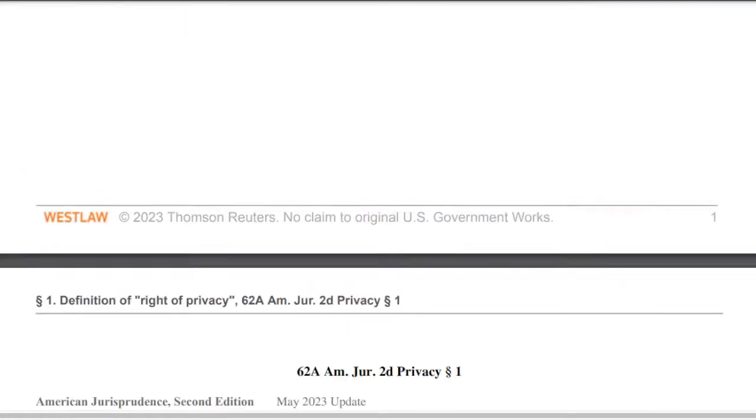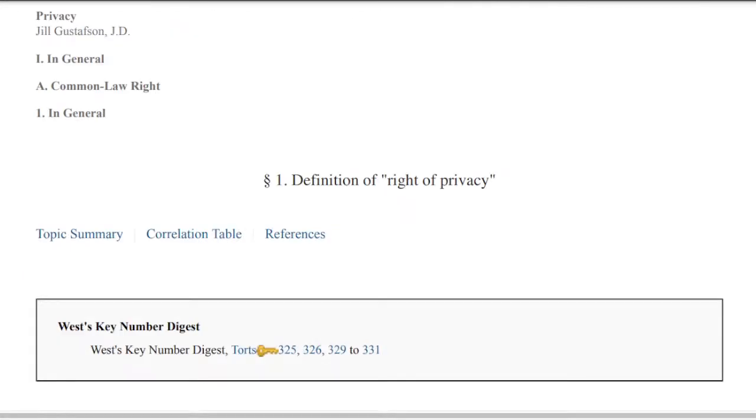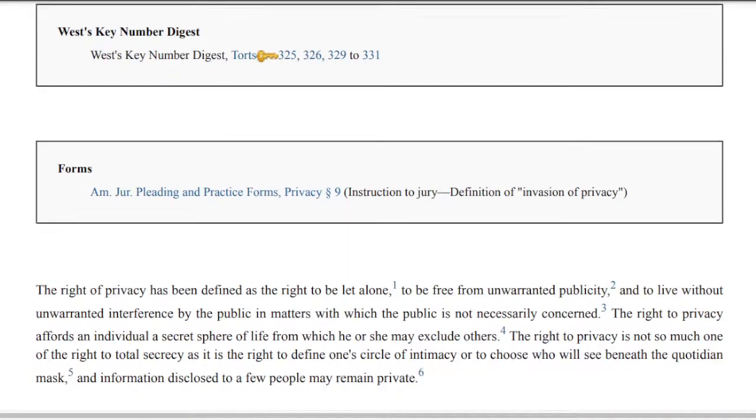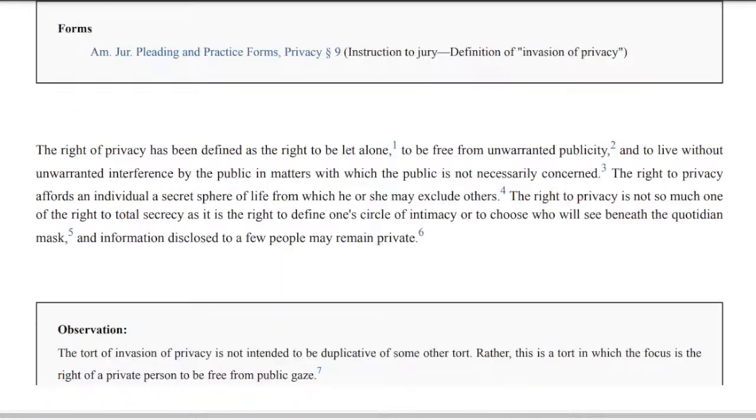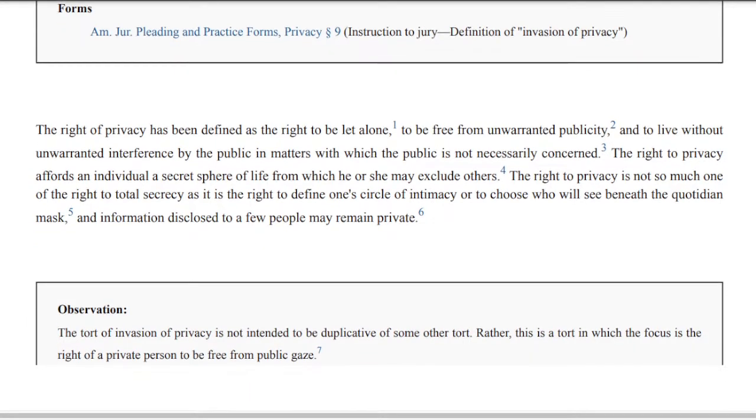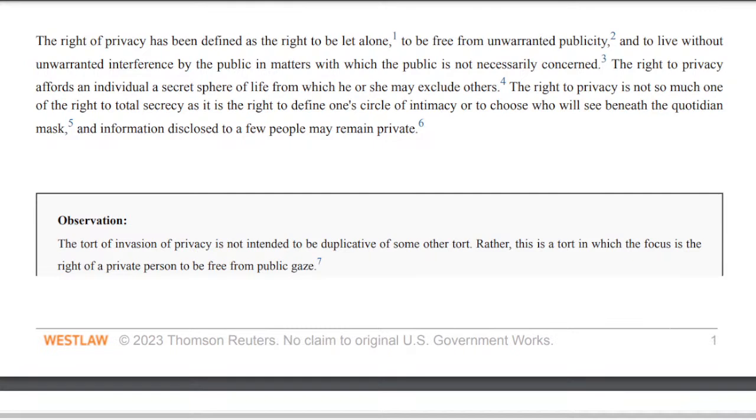So let's get right down to it. General, common law right, and in general. So we have instruction and jury definition of invasion of privacy, which we also have under the pleading and practice forms, if we need to refer to that.